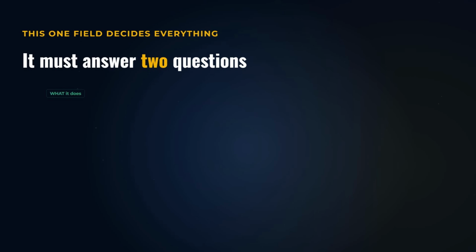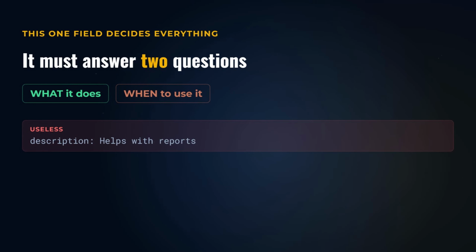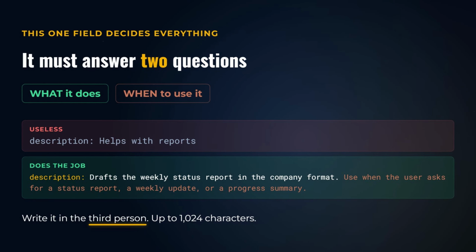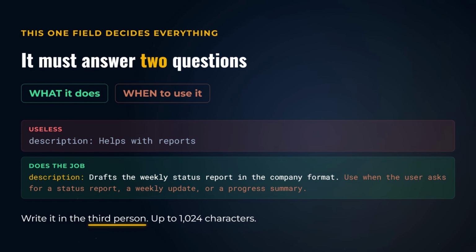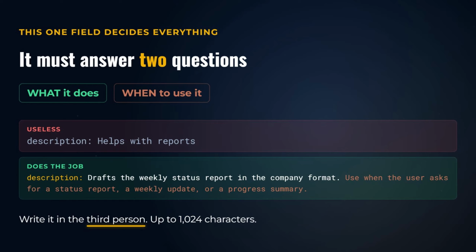Now the description. I want you to slow down on this one because this single field decides whether your skill ever runs. Claude might have 100 skills available. This description is the only thing it reads when deciding which one to pull in. So it has to answer 2 questions, not 1. What does this skill do and when should it be used? Most people only answer the first, then wonder why their skill never fires.